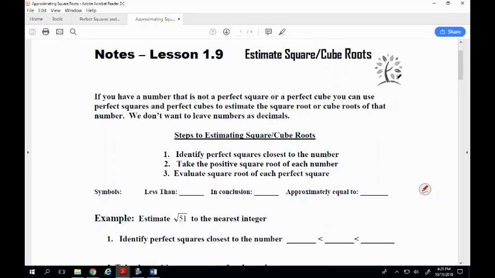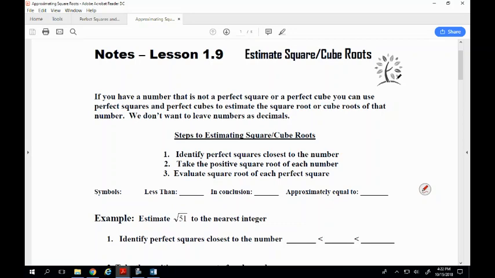It says you have a number that is not a perfect square or a perfect cube, and you can use perfect squares and perfect cubes to estimate the square root or the cube roots of that number. We don't want to leave numbers as decimals. Okay? So our steps to estimating square roots. There are 3 of them. The first thing you want to do is identify the perfect square or possibly cube that is closest to the number. Step number 2, we want to take the positive square root or positive cube root of each number. And number 3, we will evaluate either the square root or the cube root of each perfect square.